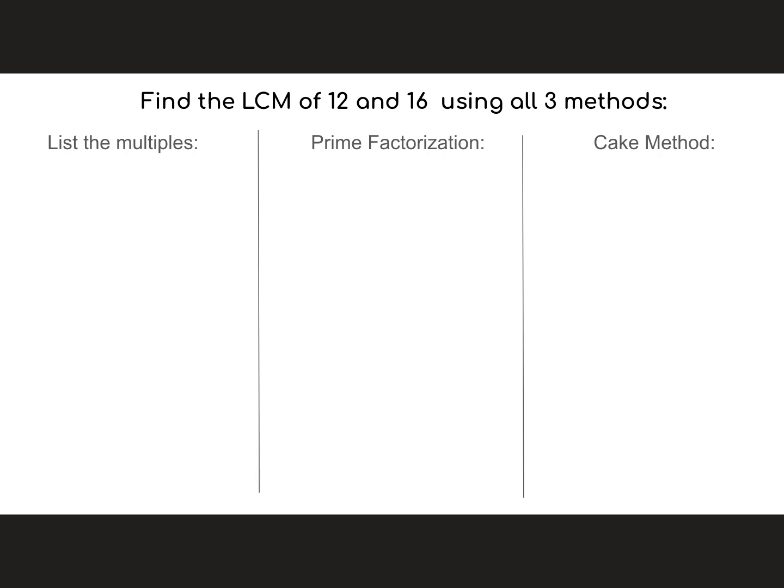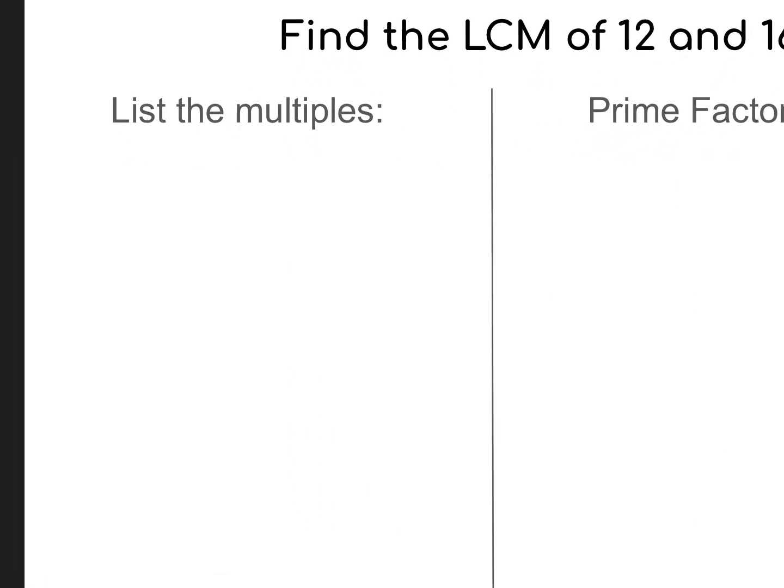So now what we're going to do is find the least common multiple of 12 and 16, but using each of the 3 methods. And again, you'll get to pick which one you like the best, but I'm going to show all 3 methods with the same 2 numbers. So the first one, listing the multiples.